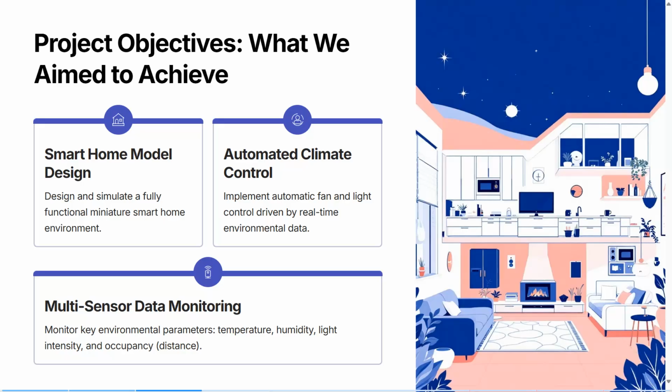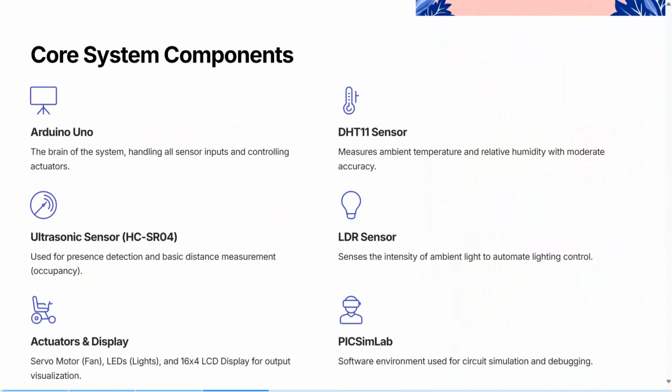We also use multi-sensor and data monitoring. We monitor the temperature of the room, humidity, light intensity, and the occupancy, meaning the distance, whether anyone is present in the room or not. And according to this, the lights are turned on or off, as well as the fan using the temperature.